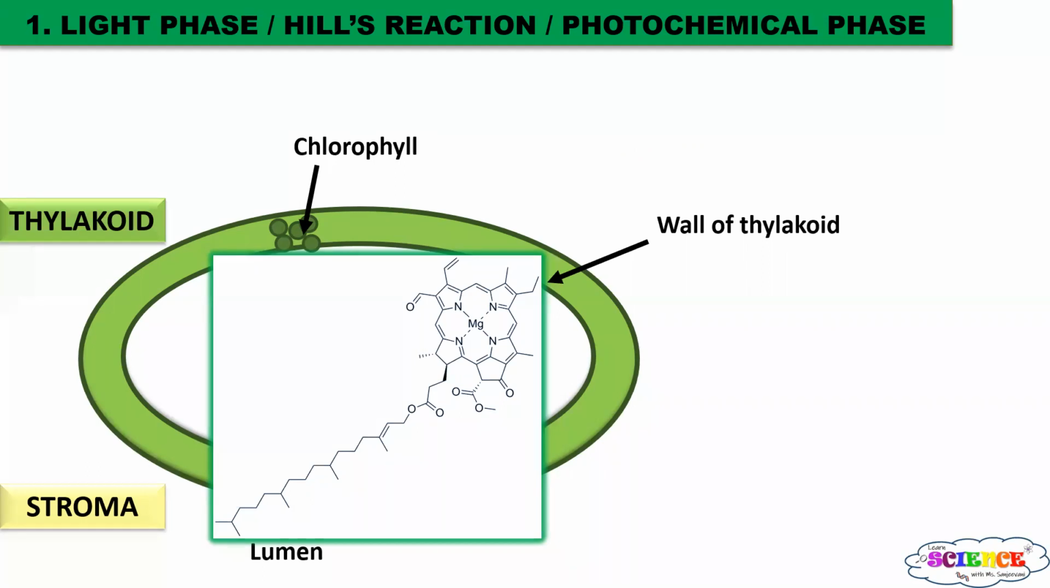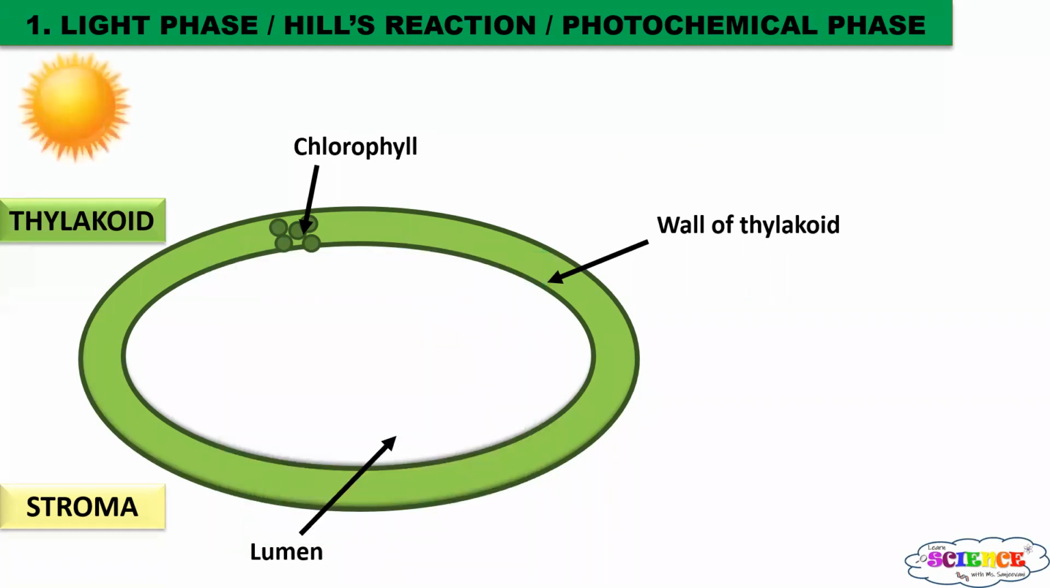Now, let us begin. The light phase begins with the light energy. During daytime when sunlight falls, this chlorophyll absorbs the light energy in the form of photons and gets excited or activated. A photon is simply an energy packet. So light energy travels in the form of photons, which are absorbed by chlorophyll. As soon as chlorophyll absorbs the light energy, it gets excited. This step of the light phase is called activation of chlorophyll.